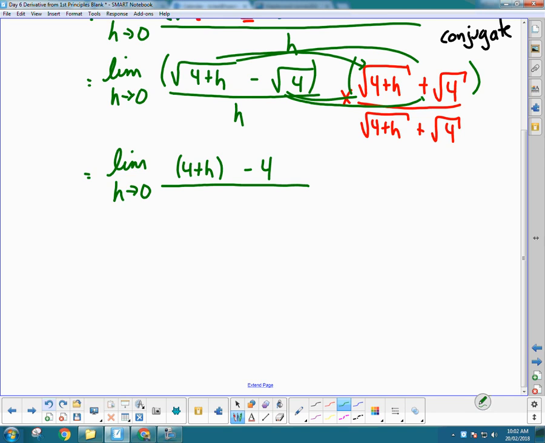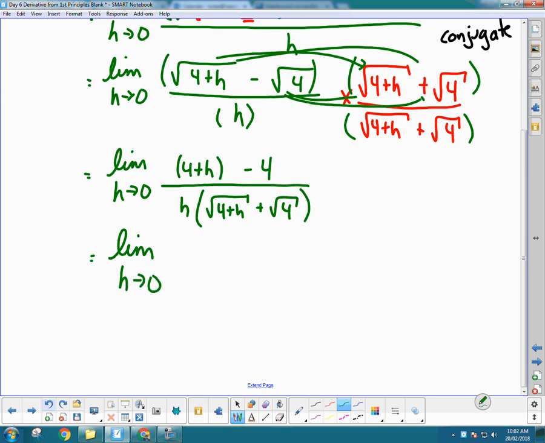Now, unfortunately, that makes the top look nice, but it doesn't change anything on the bottom. You have this h being multiplied by this. So we're just going to simply write that down, h times that conjugate part. So although the top got easier, the bottom got a little more complicated for now. But you'll see in a second it'll get easier. Okay. So hopefully that made sense, and now I'll be able to do a little bit of simplifying.